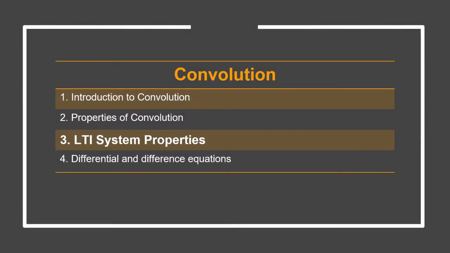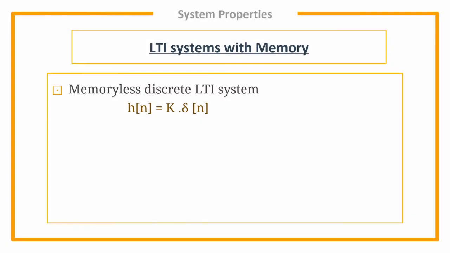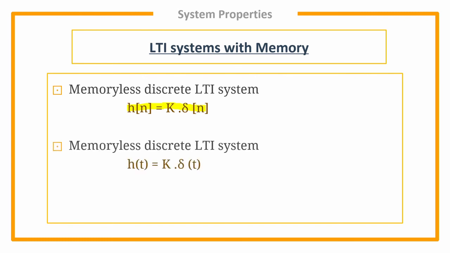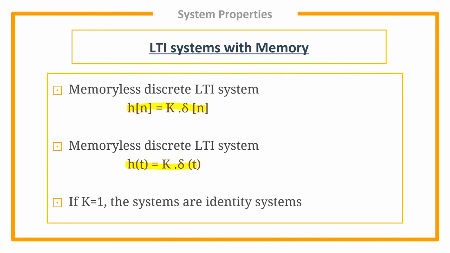Our next subsection is LTI system properties. After all the calculations, we find that for an LTI system to be memoryless, it has to satisfy this condition: h of n, that is the impulse response, equals k times the impulse function. So the impulse response exists for only n equals 0 and the value equals k, which is some constant. And in continuous time, the system has to satisfy this condition to be memoryless. If k equals 1, the systems are identity systems, that is x of t equals y of t.